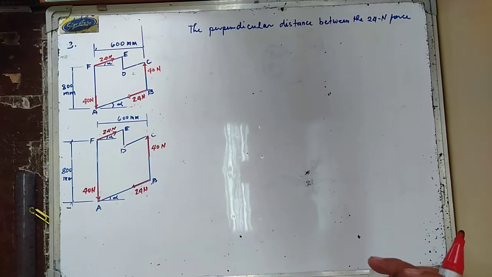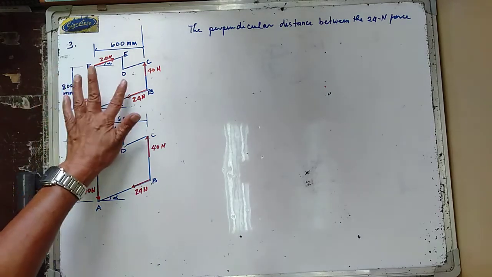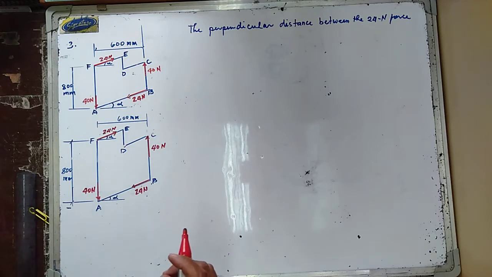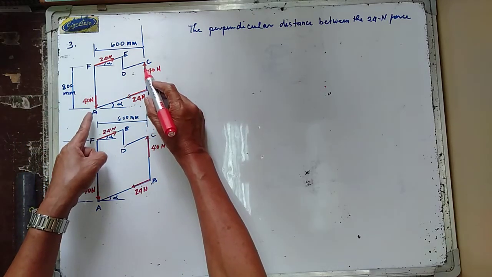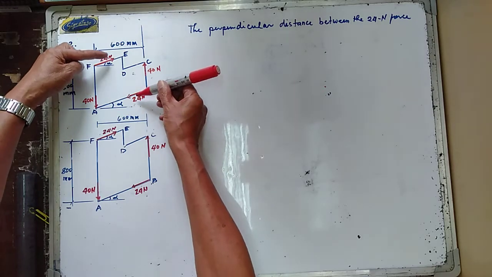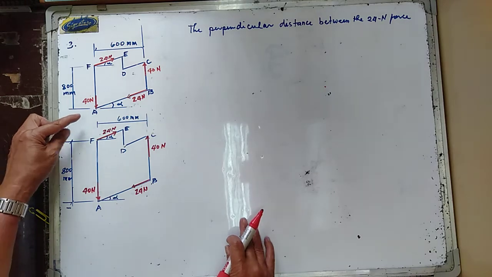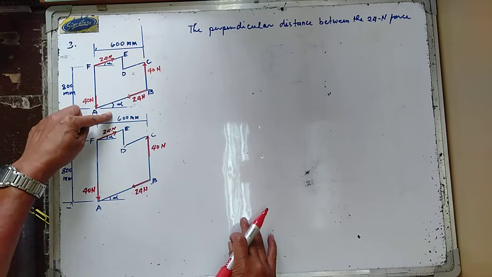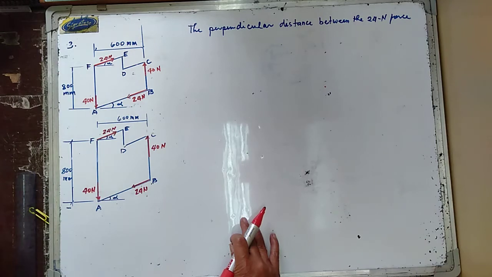Okay, so this is problem number 3, a steel plate. We have your steel plate bounded by points A, B, C, D, E, and F. It is acted on by two couples as shown: the 40 Newton couple and the 24 Newton couple. Now, the edge of the plate AB makes an angle of alpha with the horizontal. Your AB is parallel to FE.